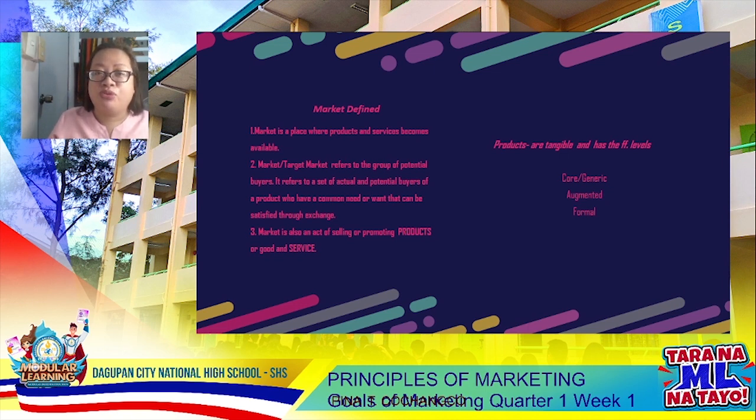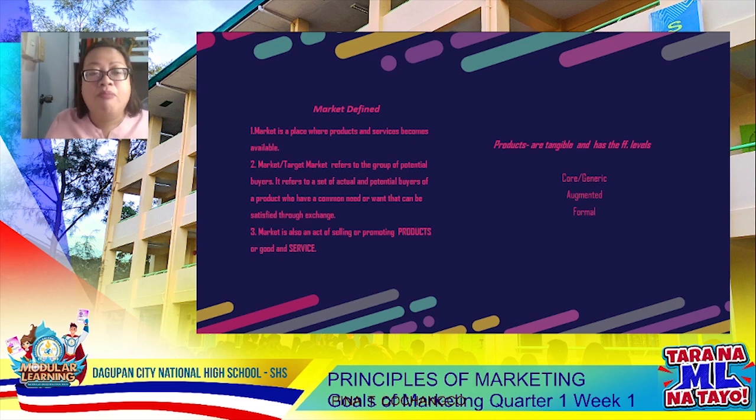Number 2, market or your target market. Who is your target market? Who are those people who would be your potential buyers? A target market is a set of actual and potential buyers of a product who have a common need or want that can be satisfied through exchange.